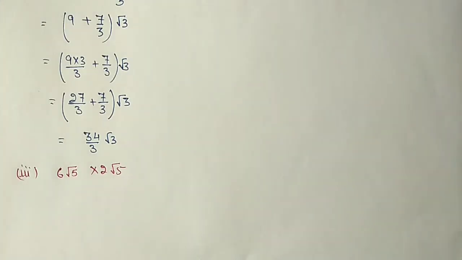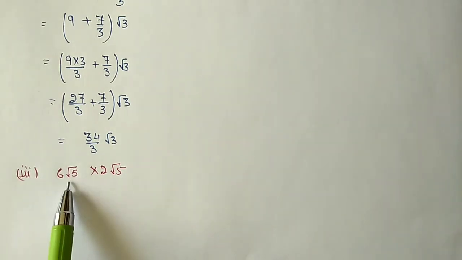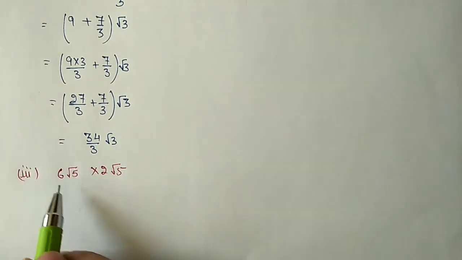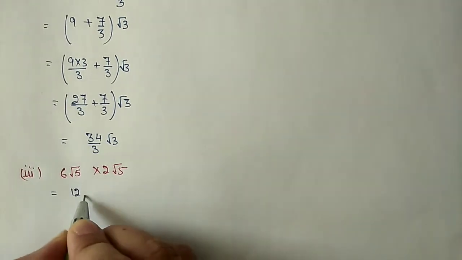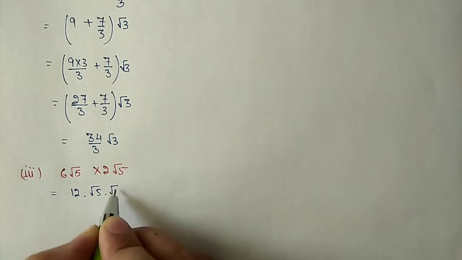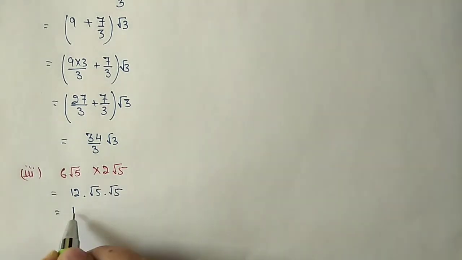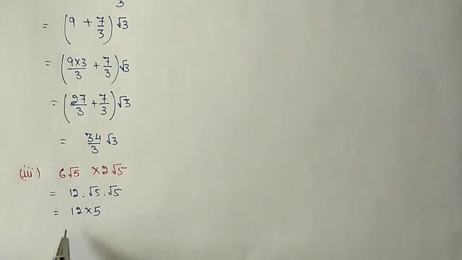Next, third part, 6 root 5 into 2 root 5. So this we cannot simplify. We have to multiply it. So 6 into 2 will become 12 and root 5 into root 5 will become 5. So we will get 12 into 5 which is equal to 60.